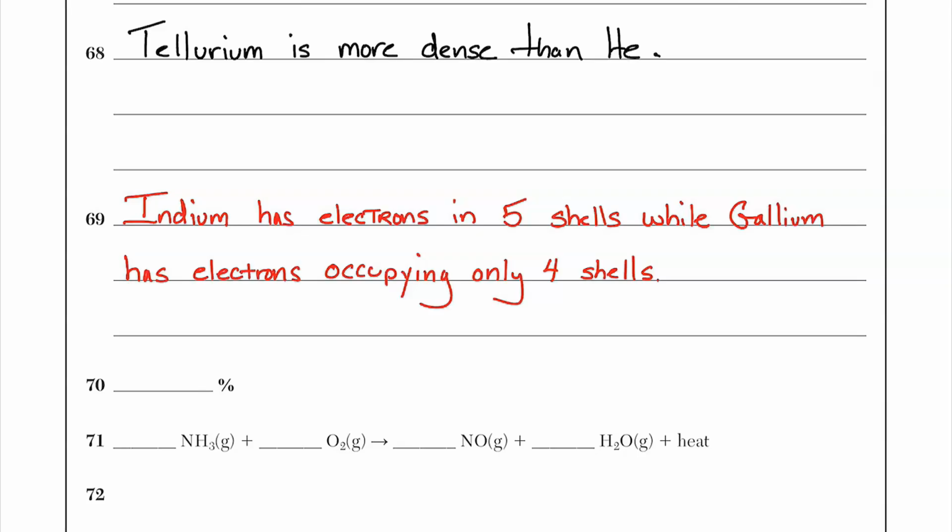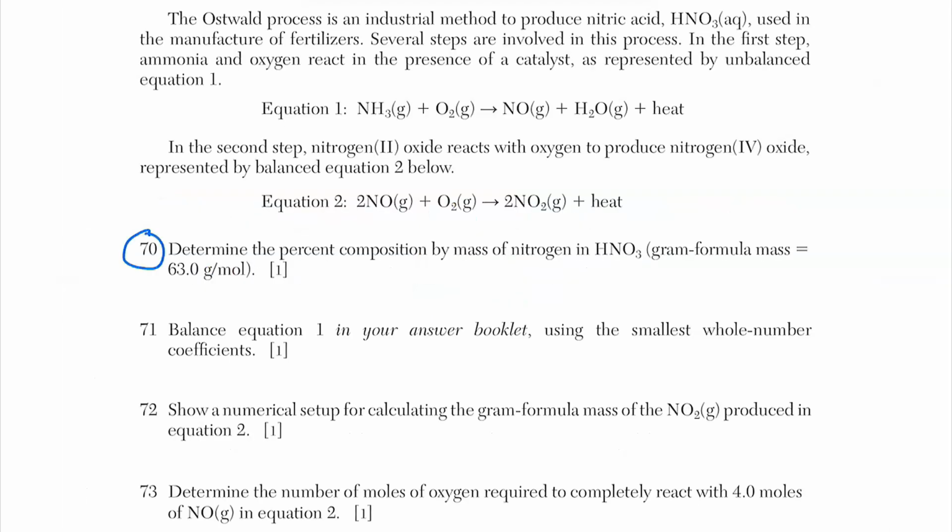On to number 70. So number 70, determine, again, I'm going to go right to the question. I'm going to just not look at the blurb. Determine the percent composition by mass of nitrogen. Okay, so percent by mass. If you get lost in the sauce here in terms of what I have to do, percent composition, percent is always the same thing. It's part over total times 100. That's all it is.